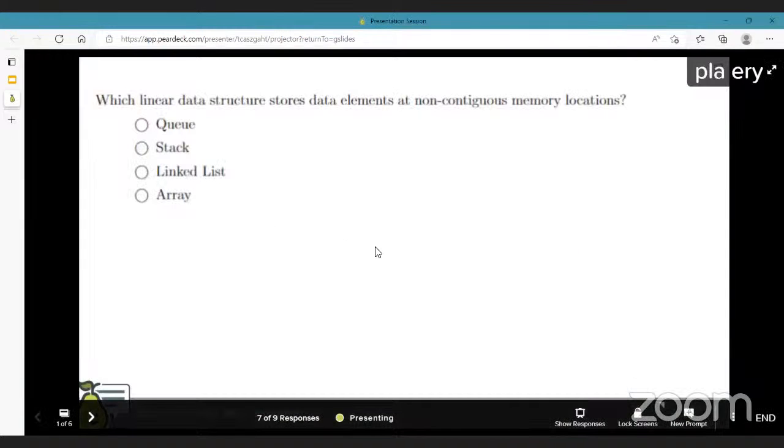So the first question is, which linear data structure stores data elements at non-contiguous memory locations? We'll wait for, okay, so we have already got 7 responses. Others, you all can also respond.